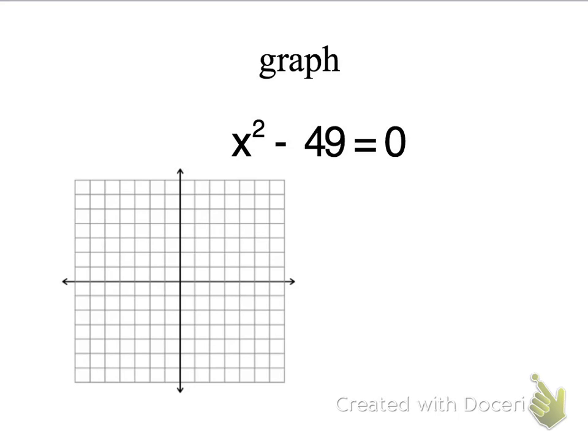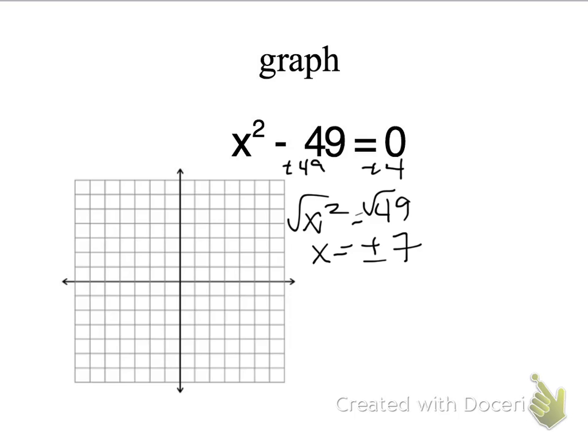Okay, graphing. So first I want to find my x-intercept. So I could add 49 and get x squared equals 49, square root. So x equals, remember we have to have a plus or minus when we square root an x squared. So plus or minus 7. So my x-intercept is at plus or minus 7.